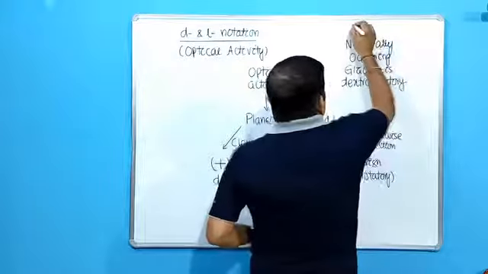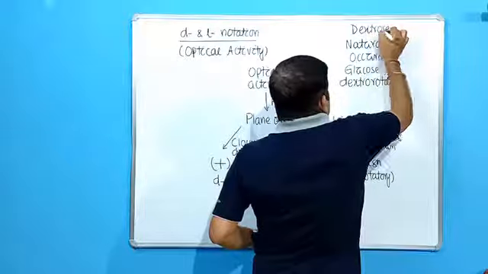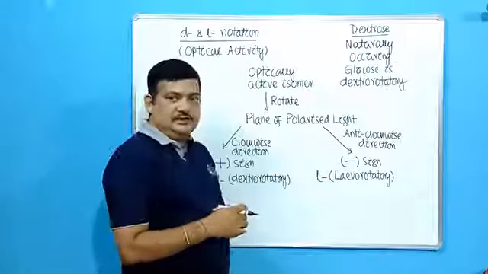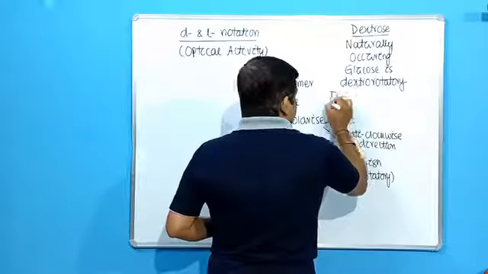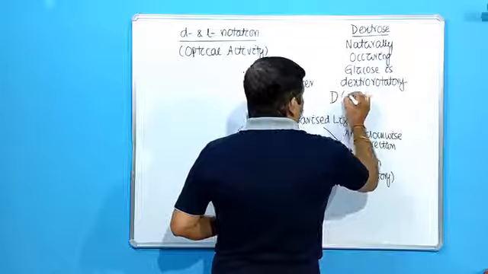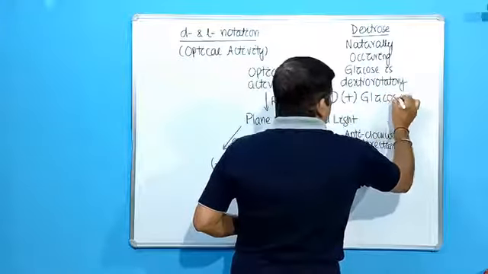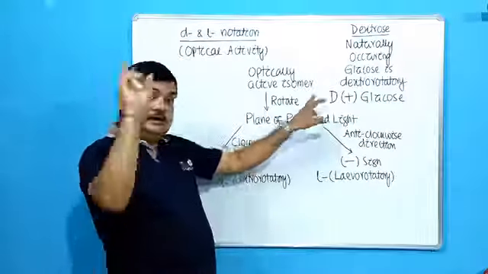It is called dextrose, as we saw in the last class. That's why it is called dextrose. So all the naturally occurring glucose is dextrorotatory in nature. We write it with the D notation: D plus glucose. So this is how it is written.